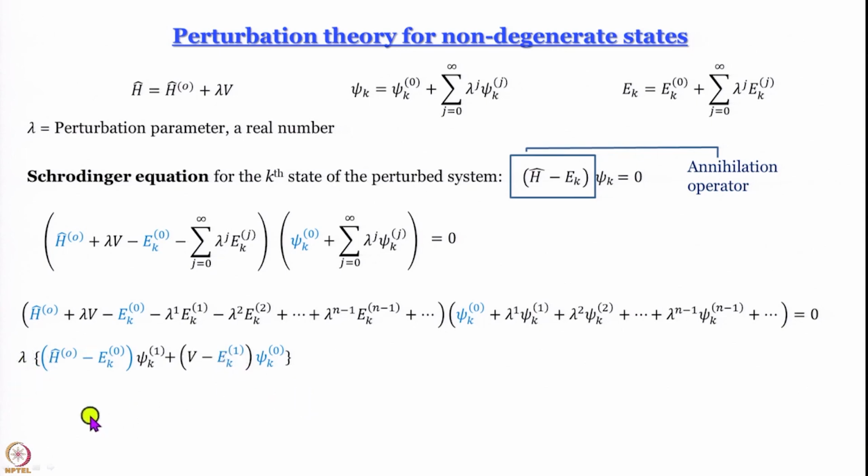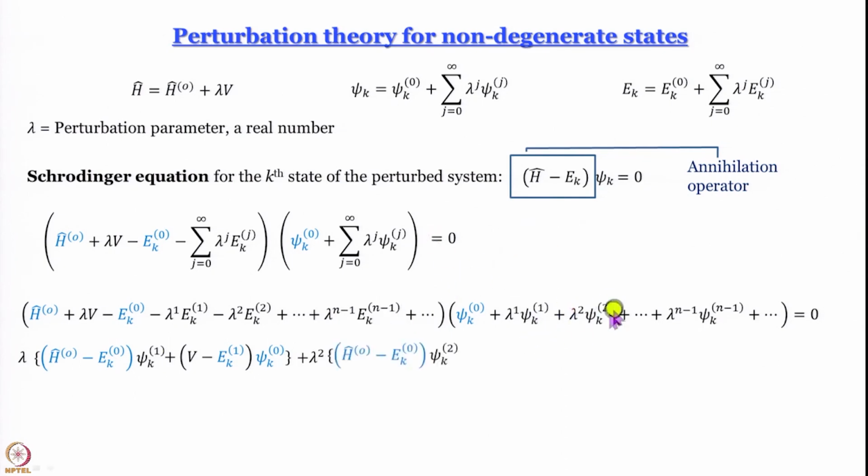The coefficient of lambda is the unperturbed Hamiltonian minus unperturbed energy operating on the first order correction to the wave function, plus V minus first order correction to energy operating on the 0th order wave function. Very nice, systematic expression. Okay. And as you see, it is going to get more and more systematic as we go ahead. Okay. What is the second one? Next I want to collect all the coefficients for lambda square. So, I write lambda square. What will I get in lambda square? Where do I have lambda square here?